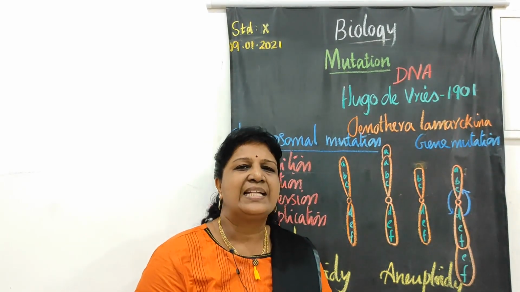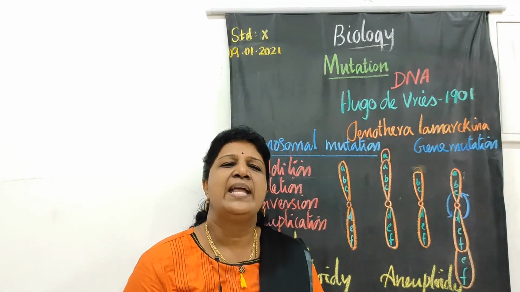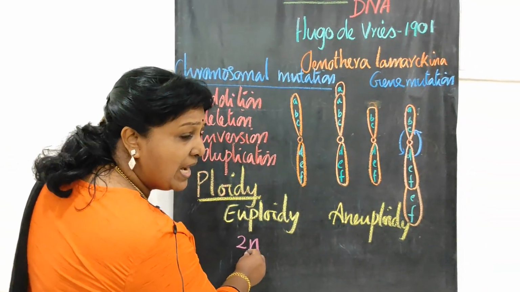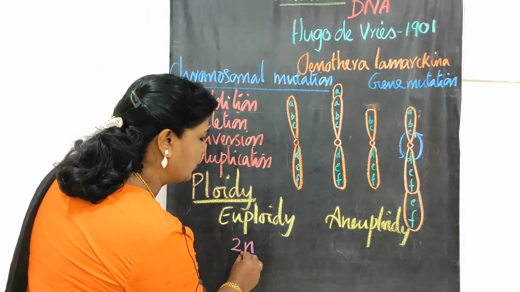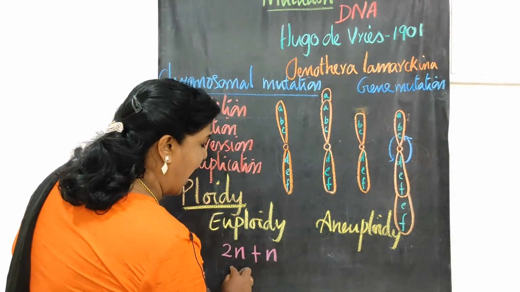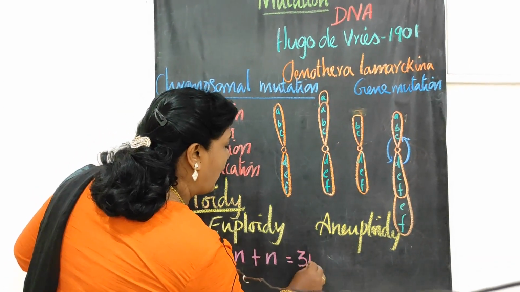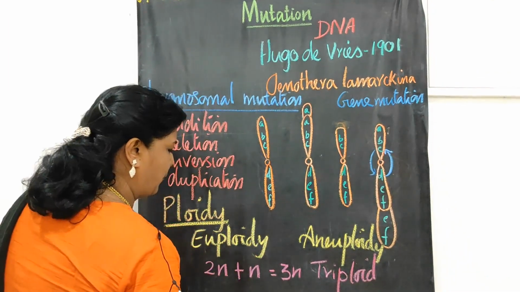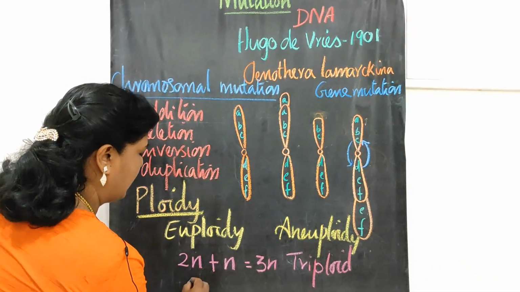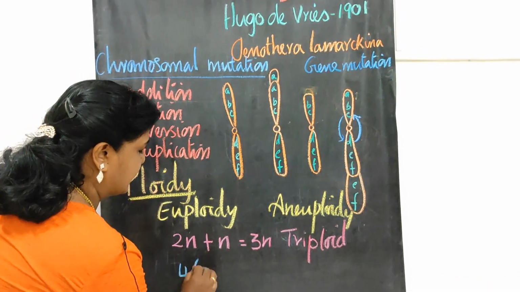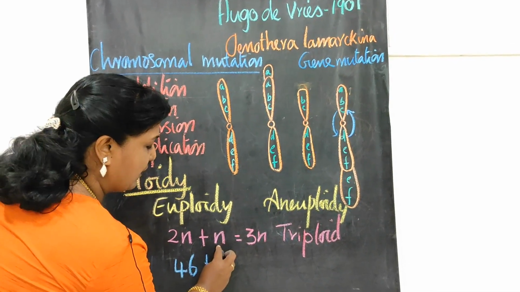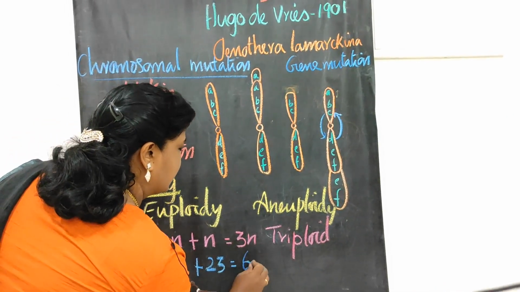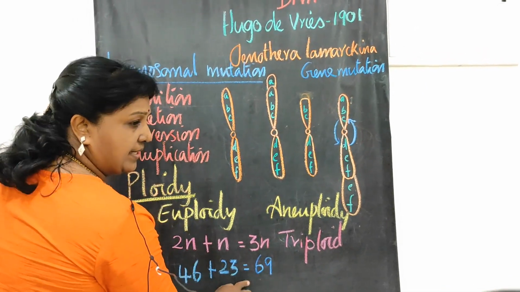If an individual has 3 haploid sets of chromosomes, it is said to be triploid. So you see here, this is the normal diploid chromosomes. With this normal diploid chromosomes, a haploid set of chromosomes is added. So here we are getting triploid, or it is also said to be triploidy. What's the normal chromosome number? 46. So 46 plus a haploid set of chromosomes is added, that is 23. So here we are getting 69.